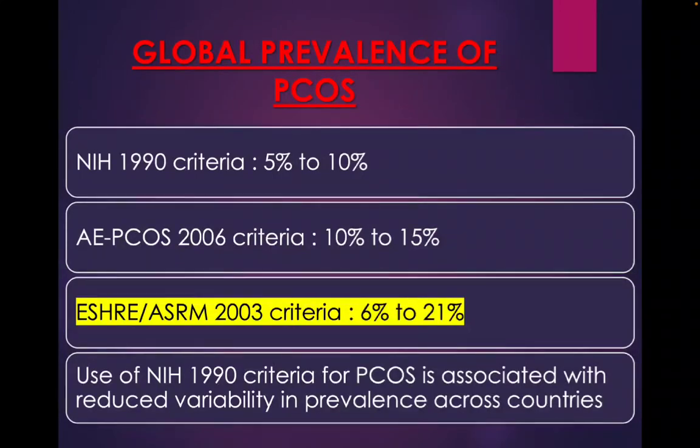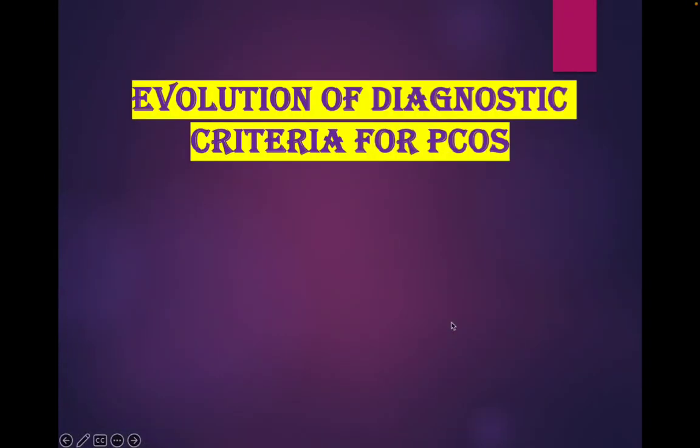Global prevalence of PCOS depends on the racial and ethnic backgrounds, and according to different criteria, there is different prevalence of PCOS. As per ESHRE ASRM 2003 criteria, the prevalence is 6 to 21%. What is the criteria for PCOS, how was it evaluated? There were three sets of diagnostic criteria that have been proposed over the past 3 decades.